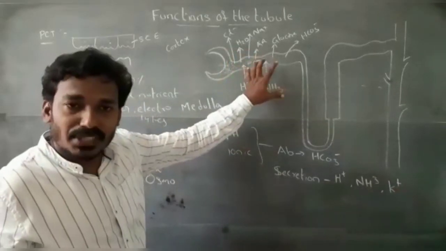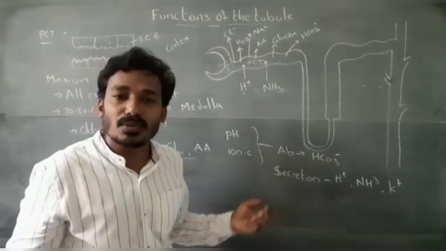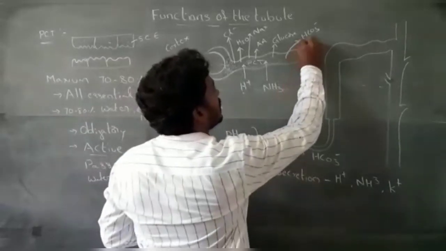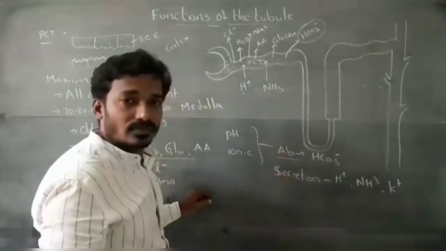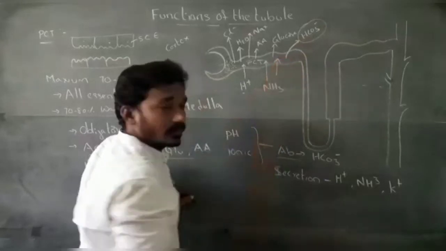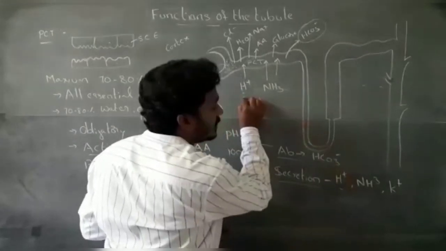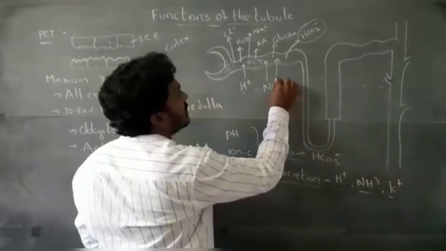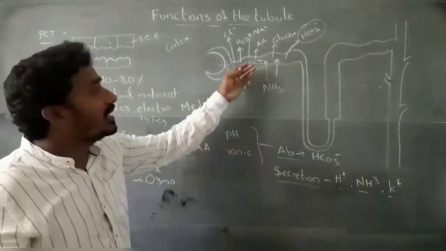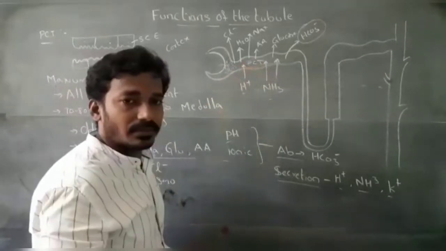PCT maintains pH and ionic concentration of fluid by absorption of HCO3 minus. This is absorption. This is secretion. H plus ions, ammonia and potassium ions are secreted into the lumen. This helps maintain osmotic balance, pH and ionic balance of the fluid.